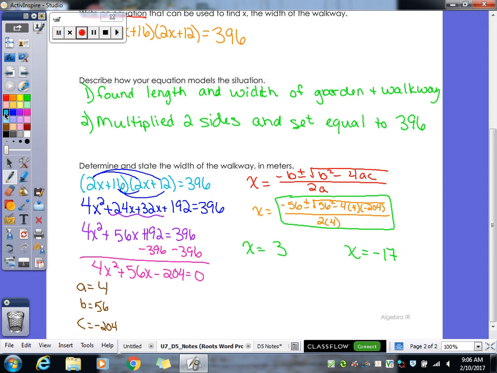So again, we are determining the width of the walkway. So would I keep a 3 and a negative 17? Well, no, because we can't have negative 17 be the width of the walkway. So we're going to reject that one, which means the walkway is 3 meters.